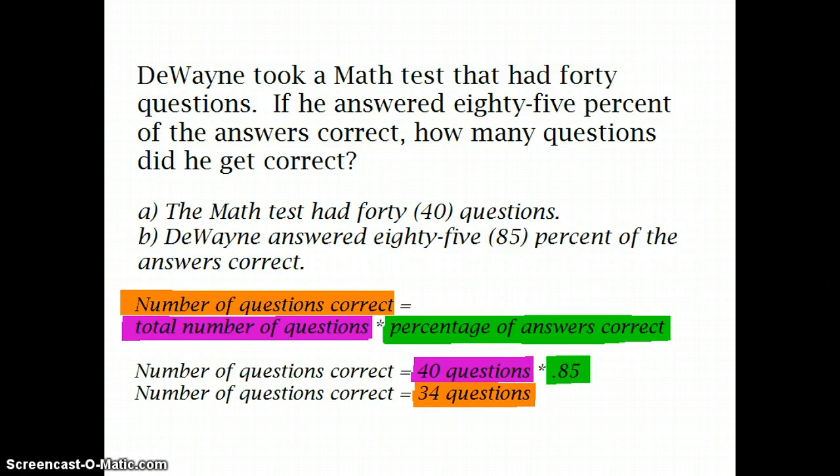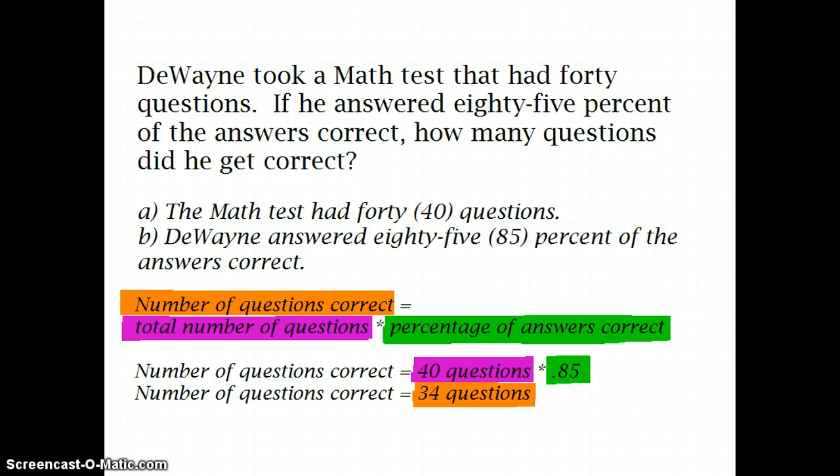In order for us to find out how many questions Dwayne answered correct, we must take the total number of questions times the percentage of answers correct. Again, we must take the total number of questions and multiply that by the percentage of answers correct. We know that there are 40 questions total on the test, and also that Dwayne answered 85% correct.